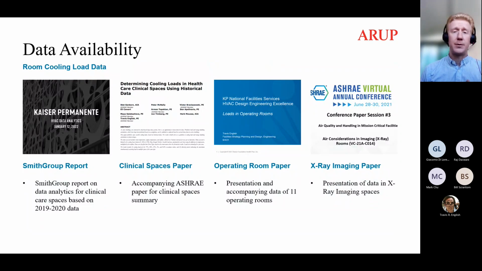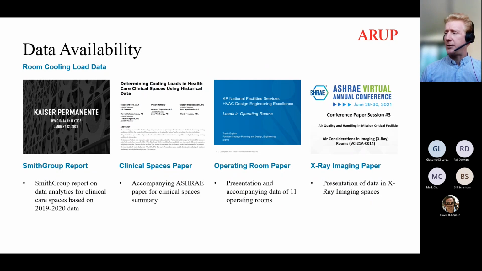And these are direct downloads from Clockwork, some of which had some data quality issues that have been cleaned up in past studies. So some of our primary sources here for looking at data for comparison was a report and corresponding paper in ASHRAE focused on a variety of clinical spaces from 5 different facilities. That was published in 2022 and really based on data in 2019 and 2020.